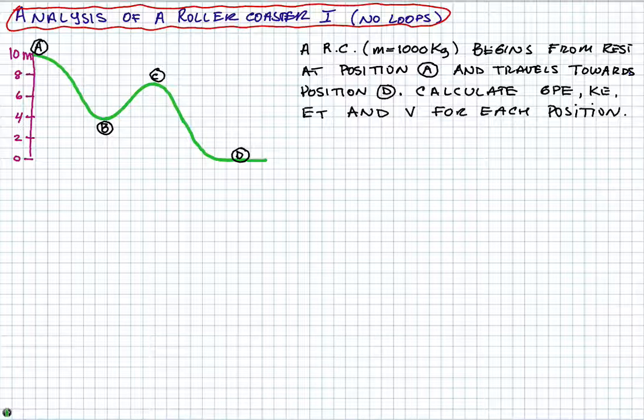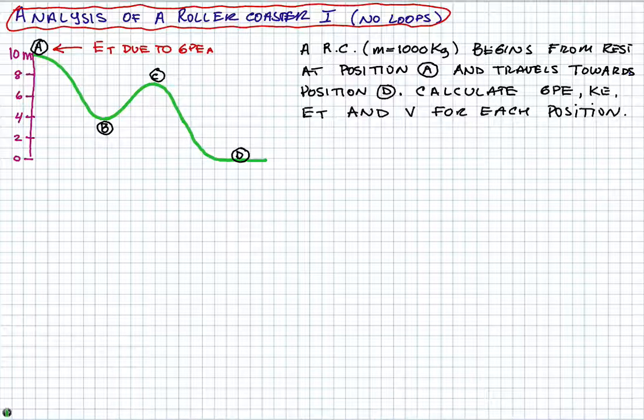So the roller coaster begins at the top of the ramp, and since it's beginning from rest, all the energy, the total energy, is due to the GPE. So I'm just going to make a note of that. Right up here, we have ET, total energy, due to GPE A.